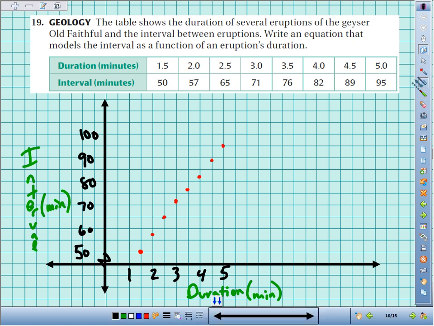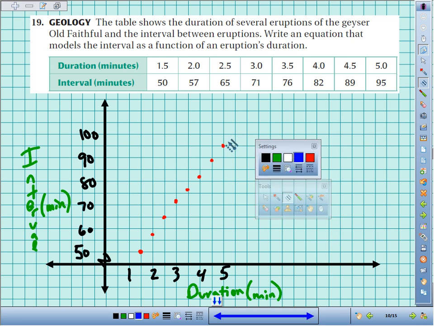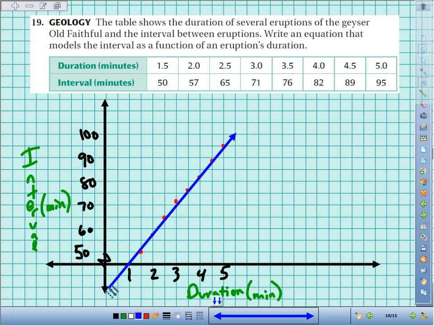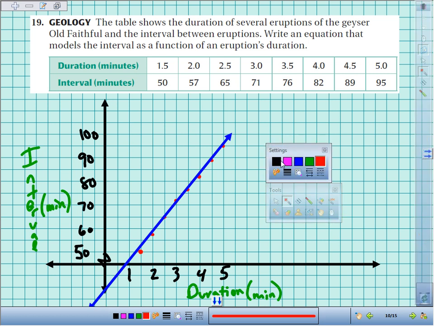Just means that the longer Old Faithful explodes, the longer until the next time it explodes. If I draw a fitted line, this is almost perfectly linear data. I'll try it again here. Something like that. Now when you come up with your equation, you want to pick 2 points on the line. They don't have to be original red dots. The key is that they are on your line.